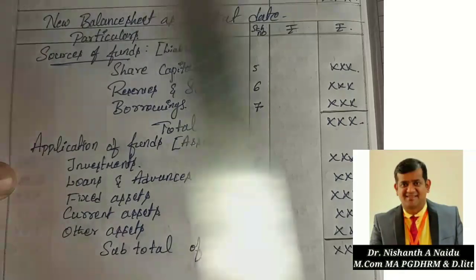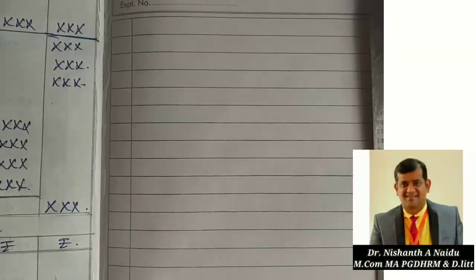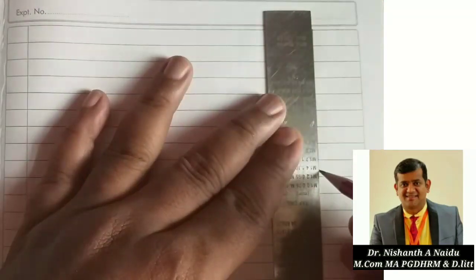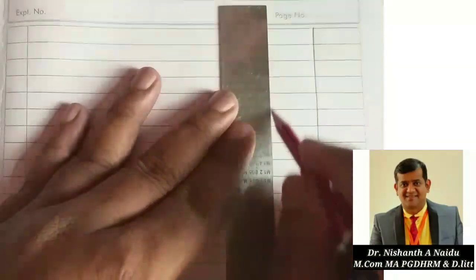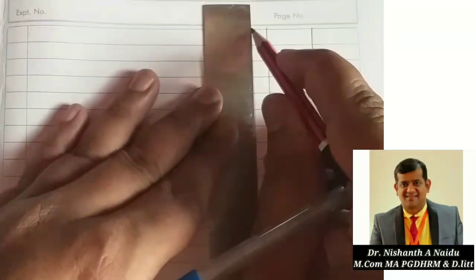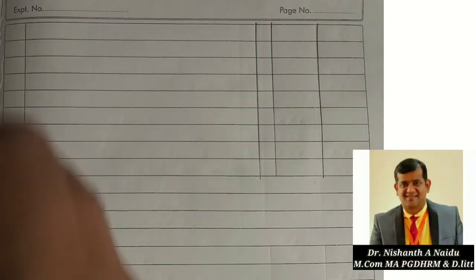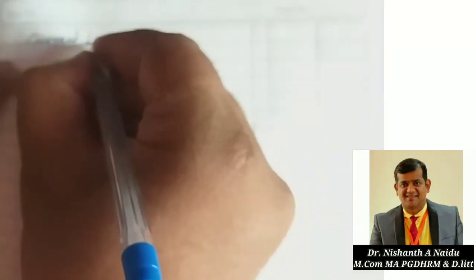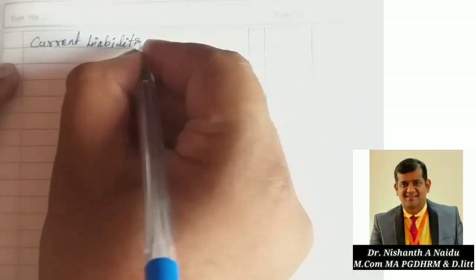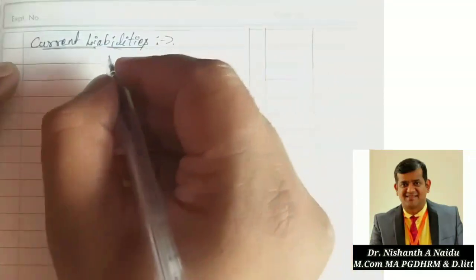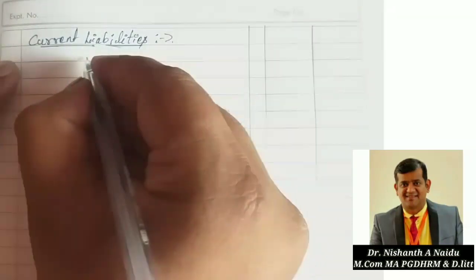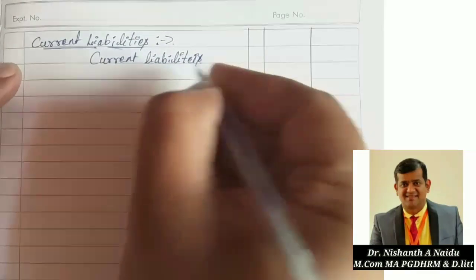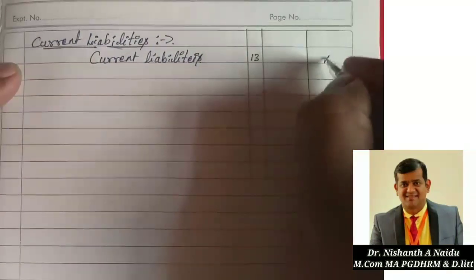So now the extended columns we have, there is a shortage of space, around 5 to 6 lines is enough for this, I believe. So we have got subtotal of A, right? Yes. So next we will have current liabilities. Under that again you write current liabilities, schedule number 13.